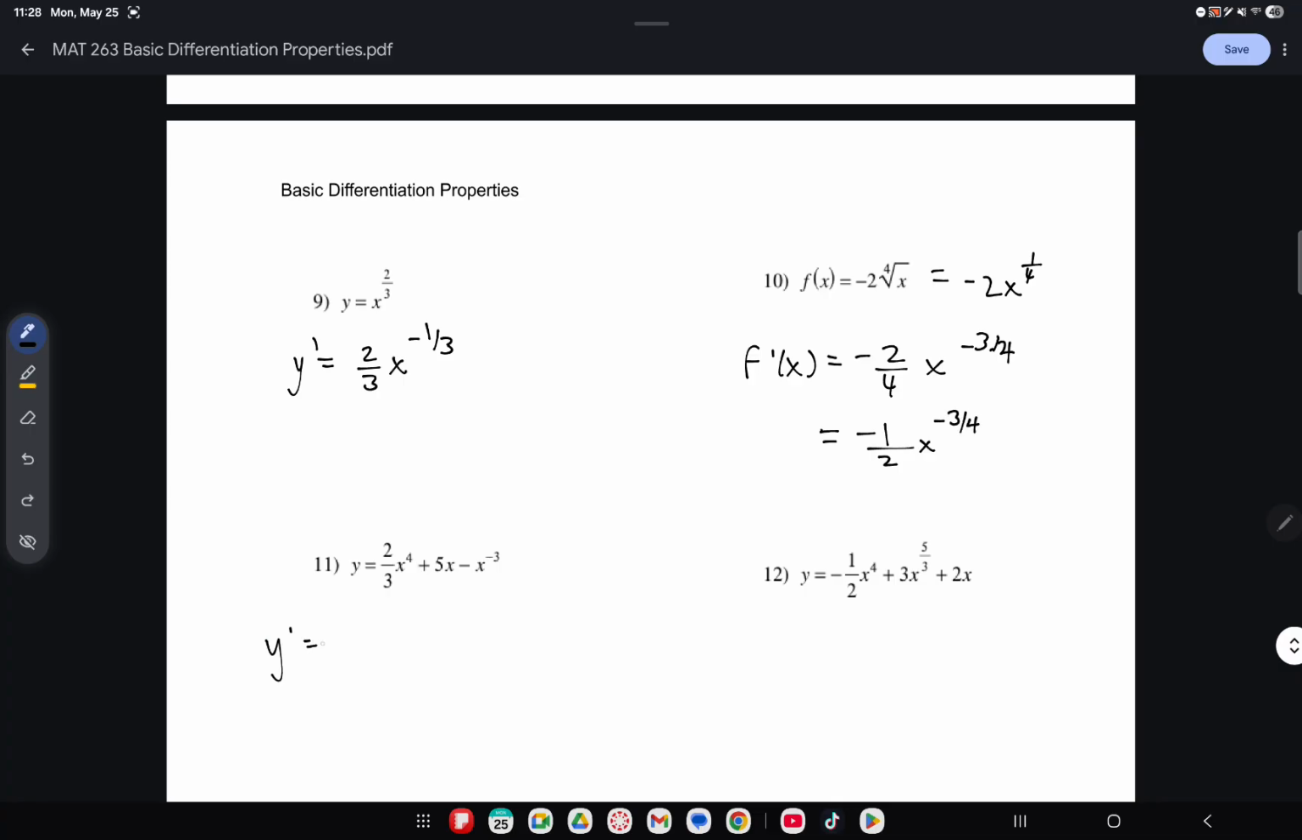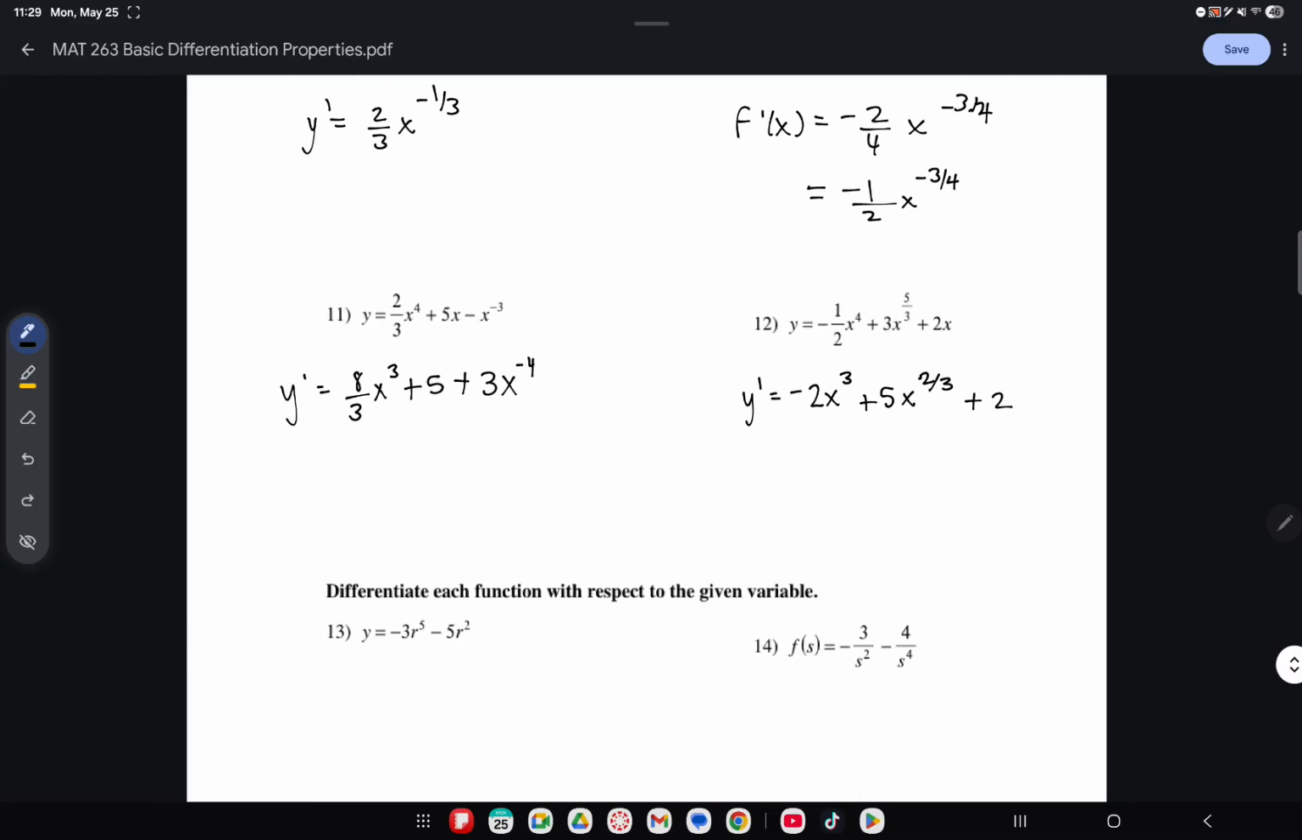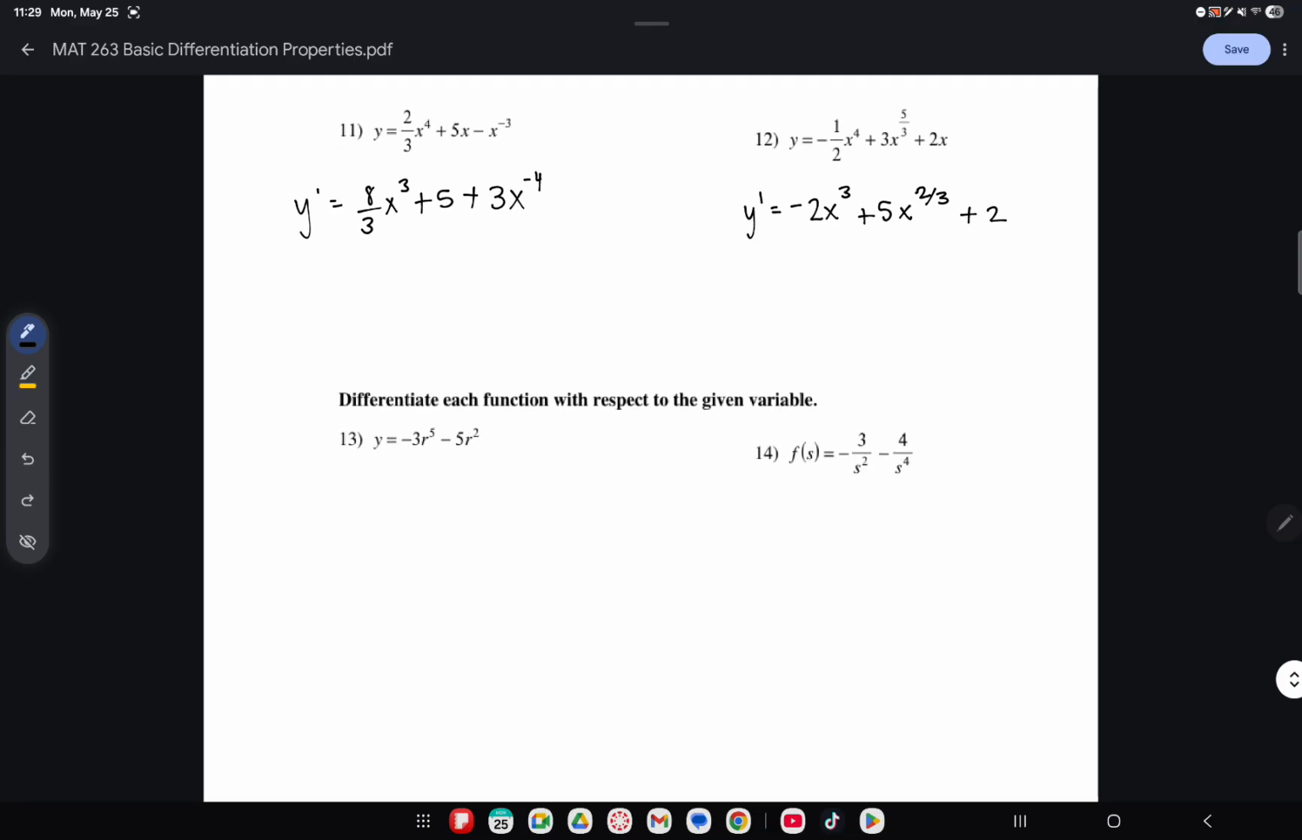Then I have 8 thirds x cubed plus 5 plus 3x to the negative 4. And then I'll have negative, let's see, 4 times a half is 2, negative 2x to the third, plus 3 times 5 thirds is 5, and we'll subtract 1, so that'll be 2 thirds, and then plus 2. Now differentiate each function with respect to the given variable.